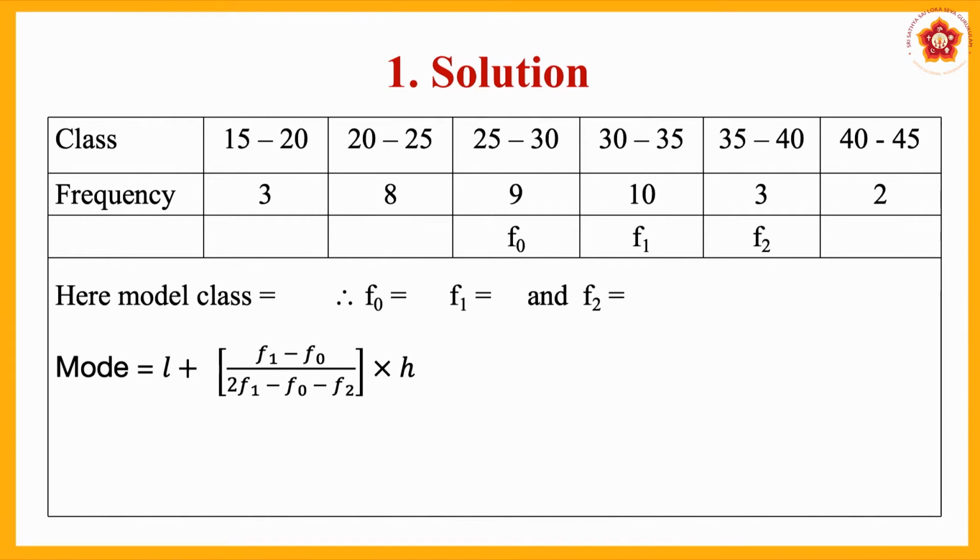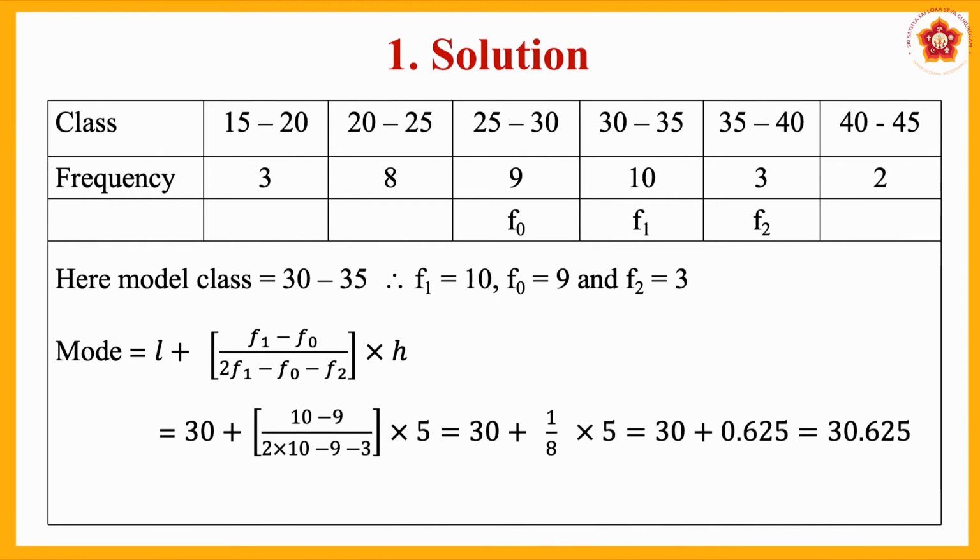Now, let us see how to find F0, F1 and F2. The modal class is that class which has the maximum frequency. Here the frequencies are 3, 8, 9, 10, 3 and 2. Out of these, 10 is the highest. Therefore, the class which has 10 is 30 to 35, and 30 to 35 is the modal class.